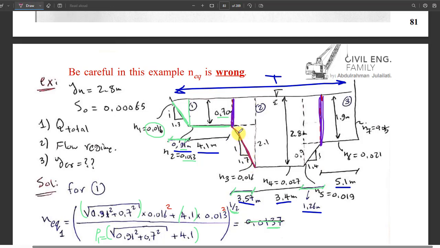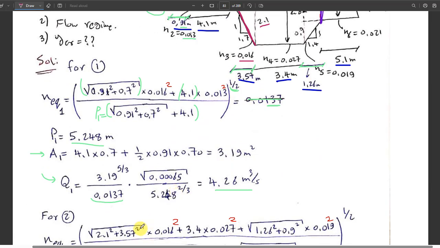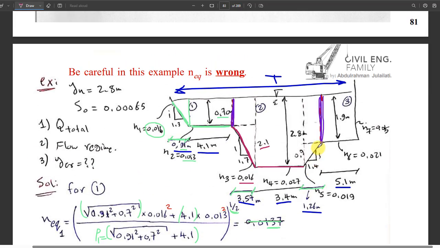How much will it be? The length of this part will be the square root of 3.57 squared plus 2.1 squared, all under the square root, multiplied by 0.016 squared. You see, if you prepare everything, it will be easy. Plus the horizontal one here, which is 3.4 as a length, and 0.027 squared, plus the diagonal one here.